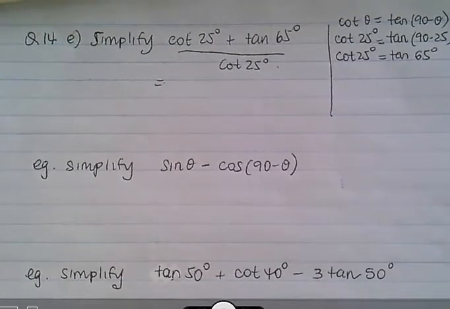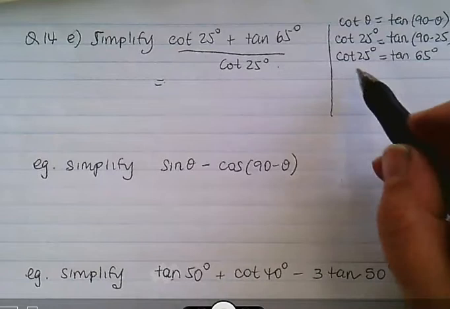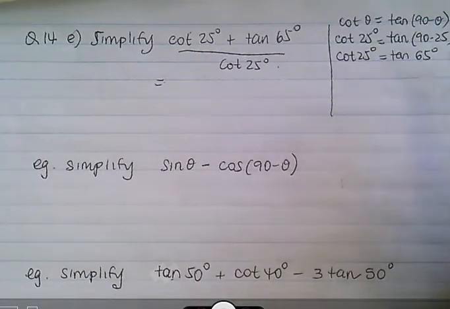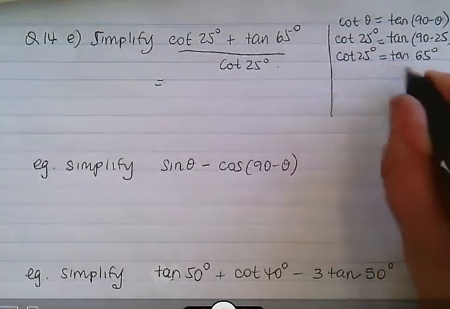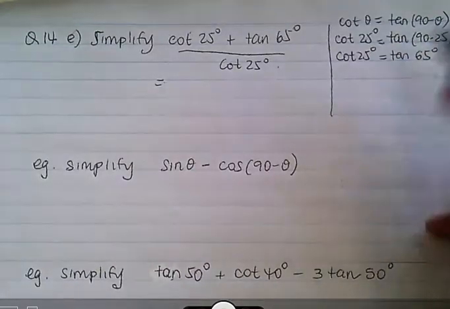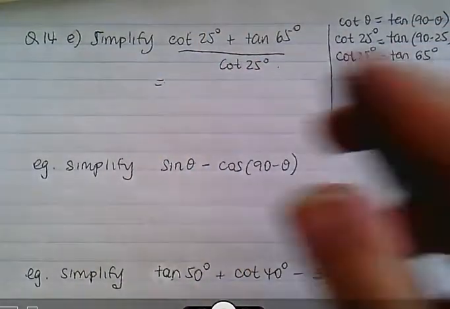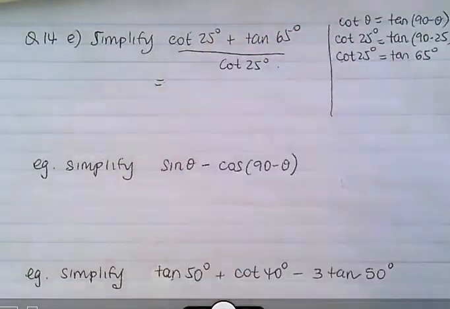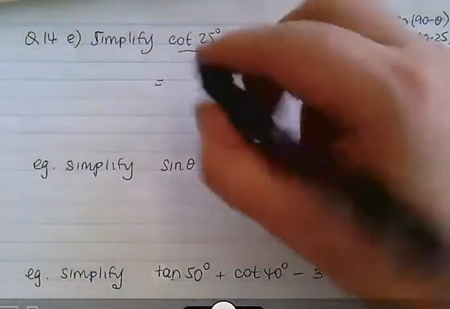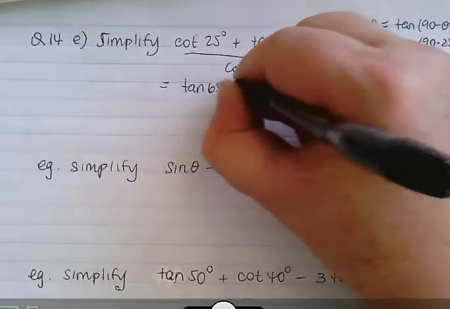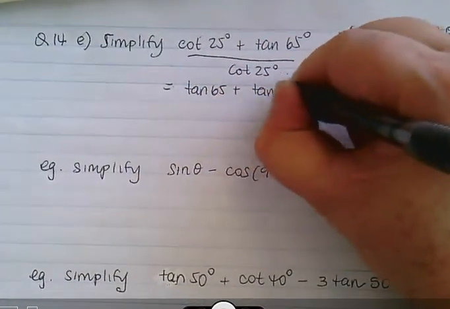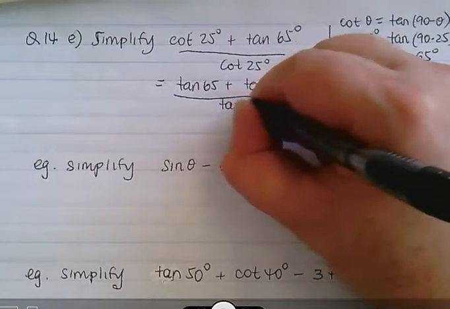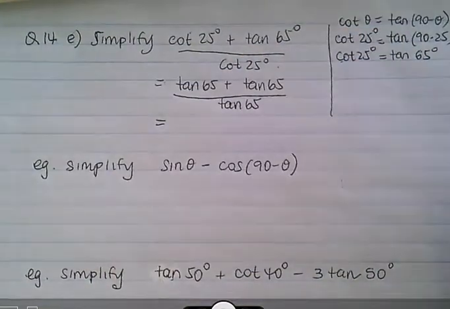So on your calculators, actually no, I have to show you how to use the calculator. You haven't learned how to do that for cot yet, so we'll still need to do that next lesson. So cot of 25 equals tan of 90 minus 25. So now, what can I replace the cot 25 with? So it's tan 65 plus tan 65 over tan 65, which is what?